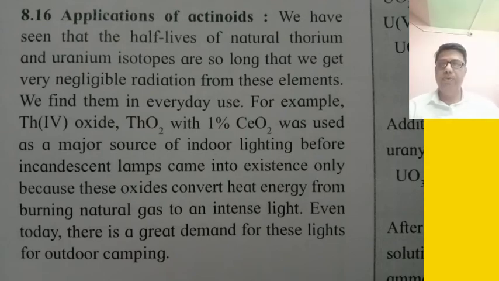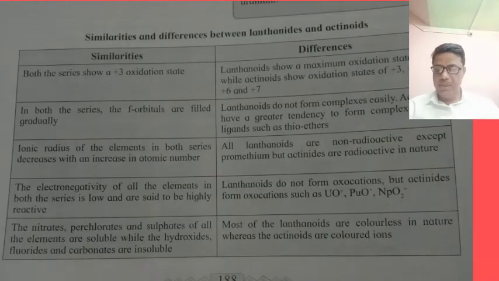Dear students, now we move towards the next point, similarities and differences between lanthanides and actinide series, or actinoids. First we see what are the similar points between these two f-block series, lanthanides and actinides, and what are the differences. First, similarity: both series show the +3 oxidation state. In both series, +3 is an oxidation state.